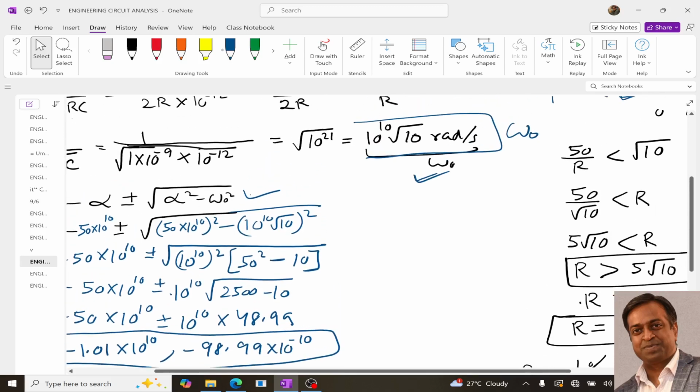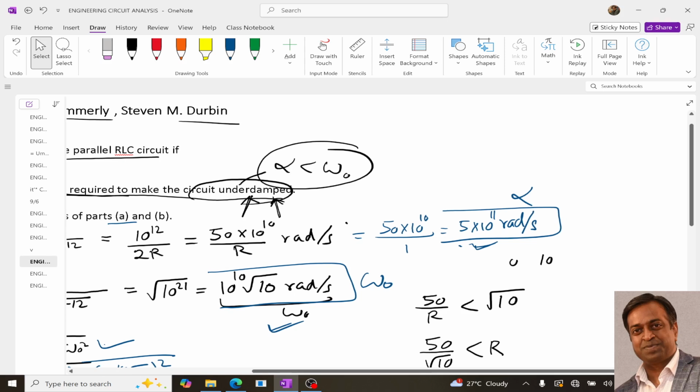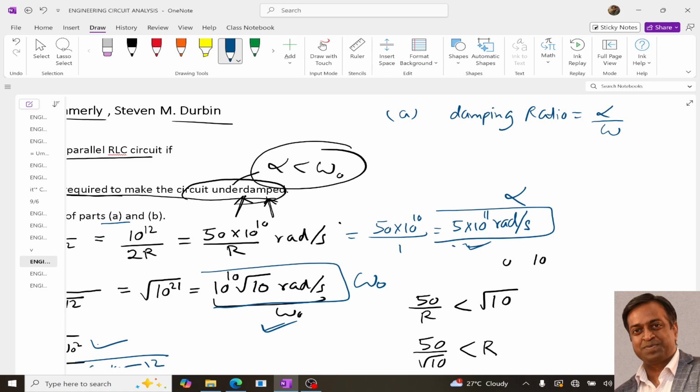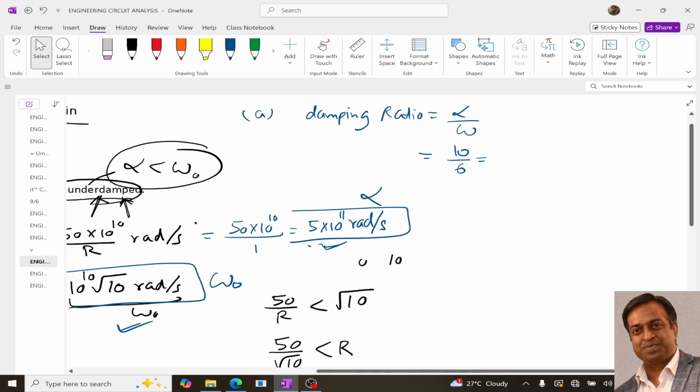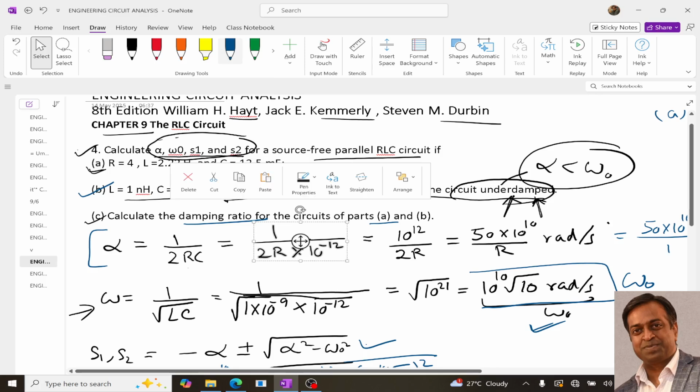The question says that we need to determine the damping ratio for both parts A and B. So for the first part, the A part, the damping ratio is alpha upon omega naught. For the first part, we get alpha as 10 and omega as 6, so the damping ratio will be 1.67. So for the A part, the damping ratio is 1.67. This is the solution to question number 4 of chapter 9.